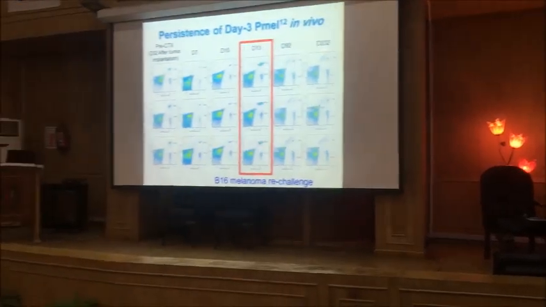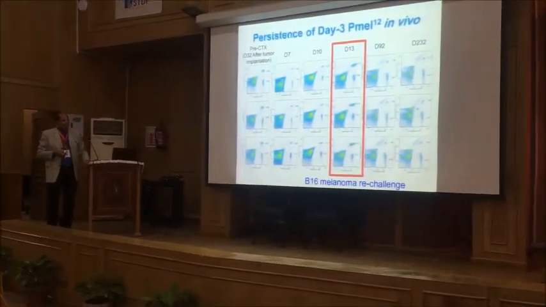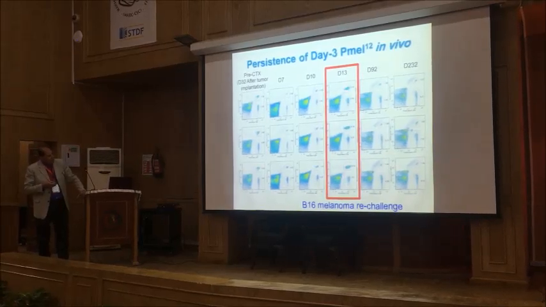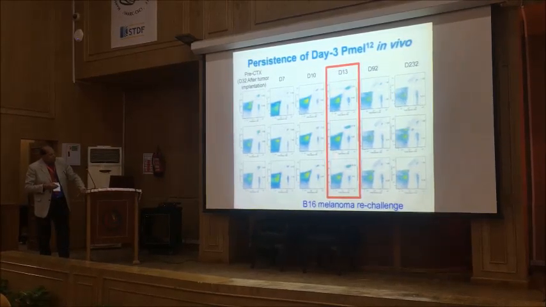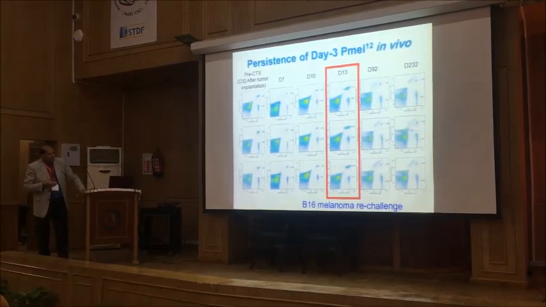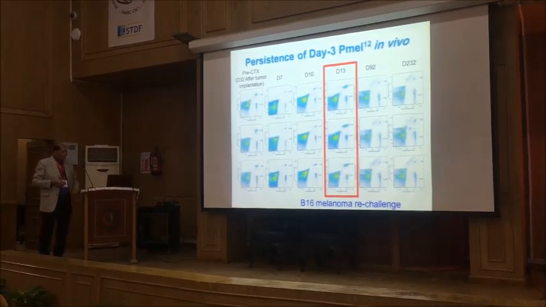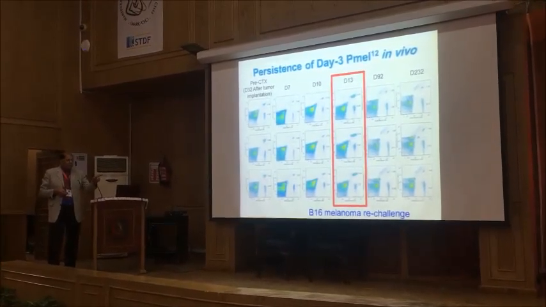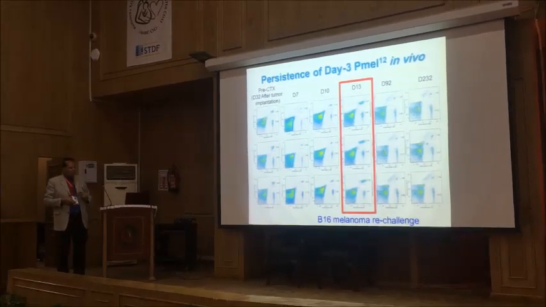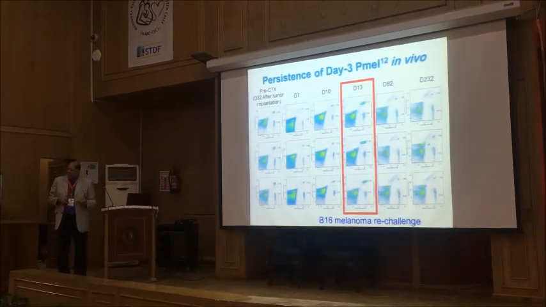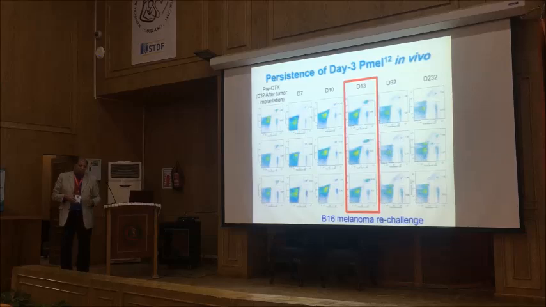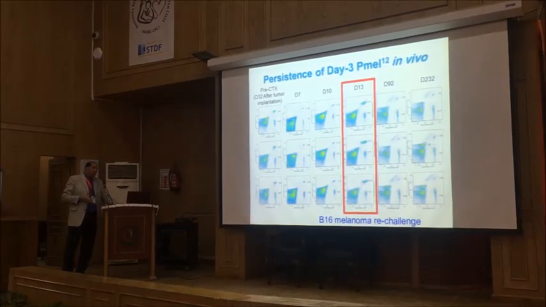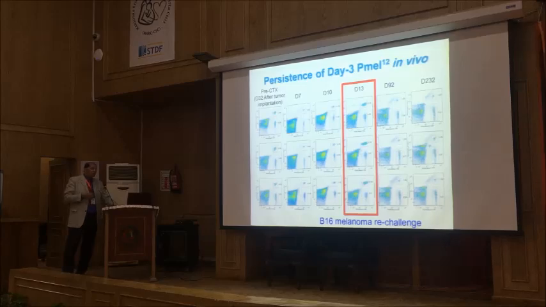Here, almost a year, 232 days, and you can see, still you can detect the cells in blood, lymph node, and spleen. And actually, we analyzed these cells in blood even after re-challenge of B16 melanoma. So re-challenge of tumor does not negatively impact the existence or persistence of these cells.